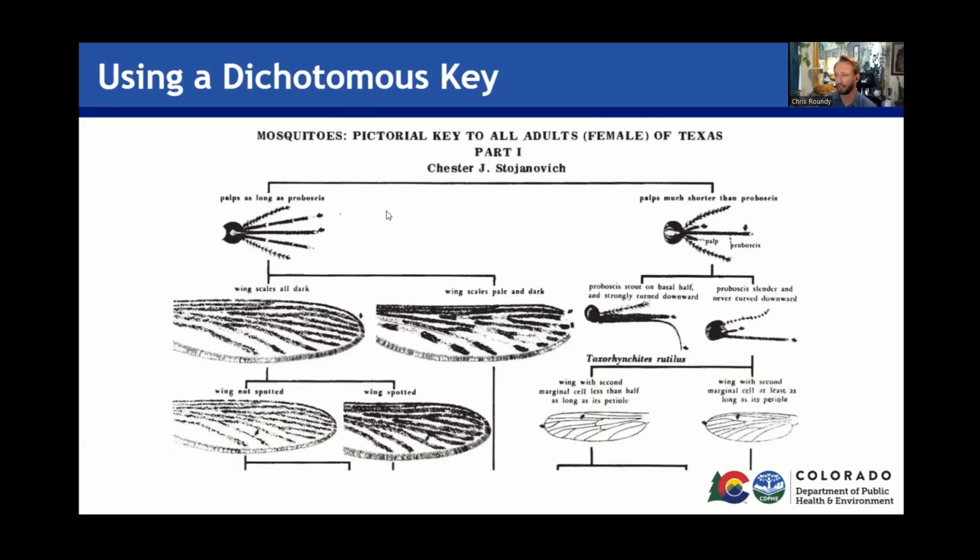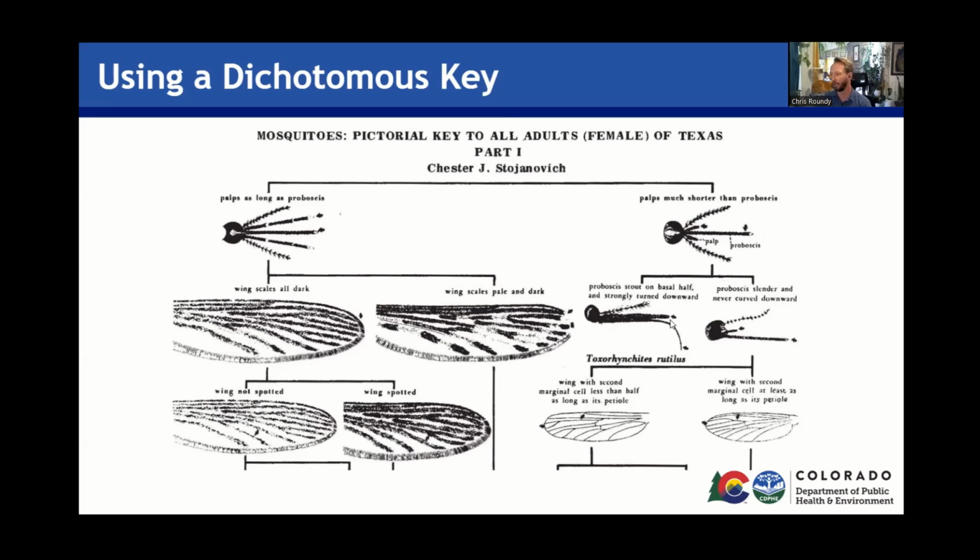If we take a closer look at the top of this key, our first question is, how long are those palps relative to the proboscis? So we've got our proboscis mouth part right down the middle, the palps just outside of that. If those palps are almost as long as the proboscis, that tells me immediately this is an Anopheles mosquito. Since for West Nile virus, we're focusing on the Culex mosquitoes that transmit it, once we see Anopheles mosquitoes, we would set those aside. We would not send those in for testing. If it's got really short little palps, that's a non-Anopheles mosquito.